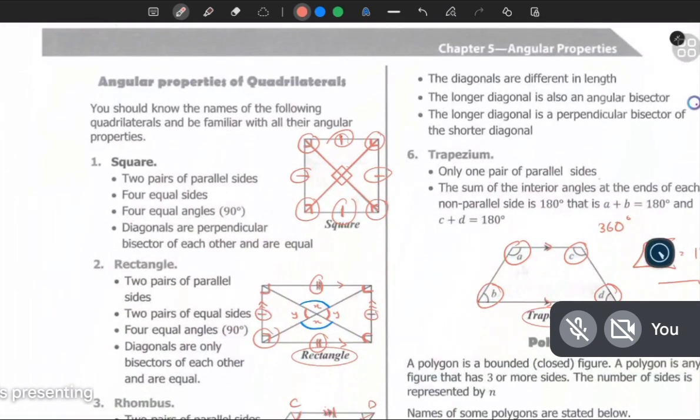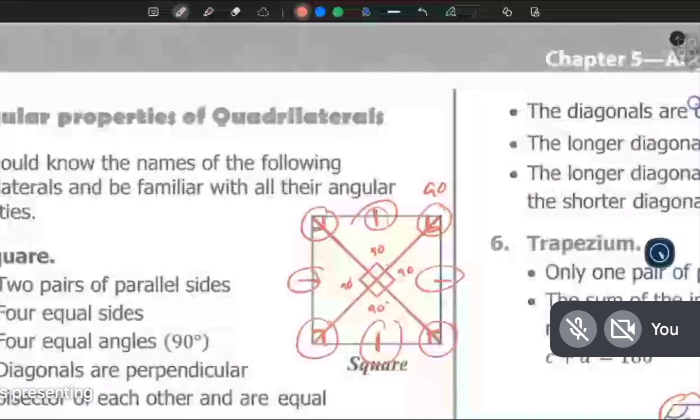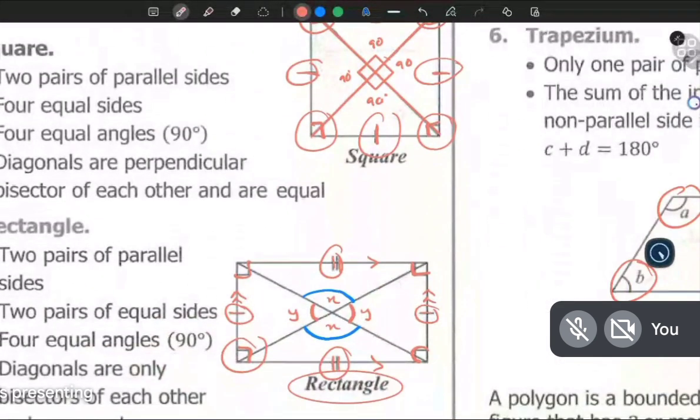Then we have angle properties of quadrilaterals. This is the one we did last time. Whereby when we have a quadrilateral, if we're looking at a square, all four sides are equal. Both diagonals are equal. Diagonals are the ones which go from one vertex to the opposite vertex. So the diagonals are equal and they are perpendicular, whereby this is 90, this is 90, this is 90. All the corners are 90 degrees, all the sides are equal, all the diagonals are equal.